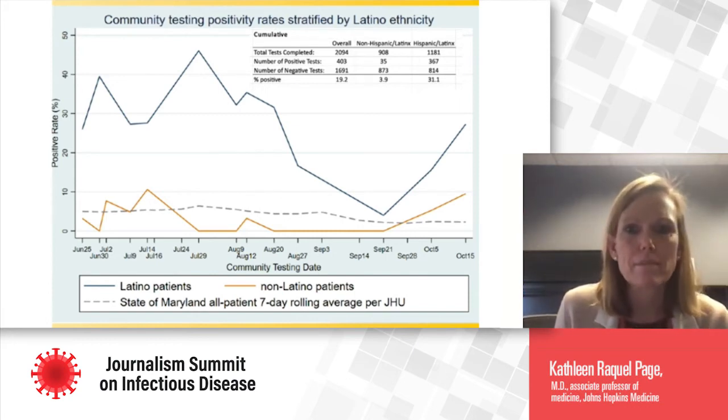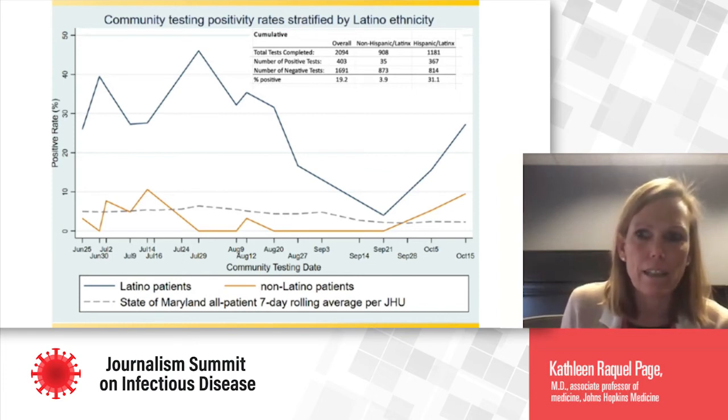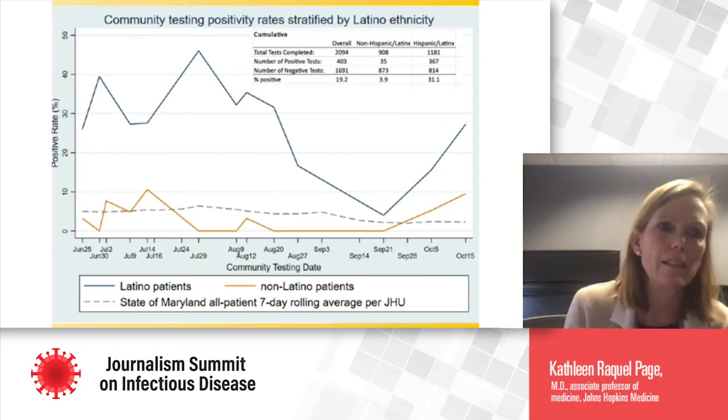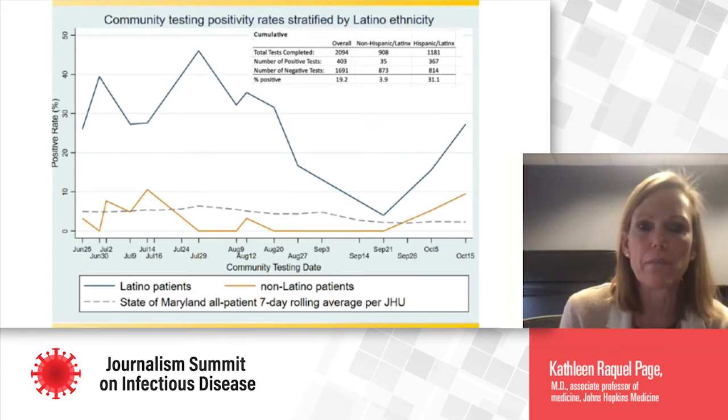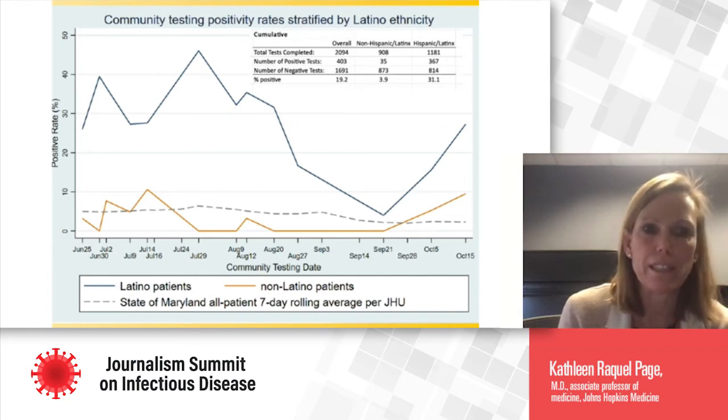This is the results of our testing and the positivity rates. You can see on the y-axis the positivity rate, and then the date of our testing event. What you can see here, in the dashed line, is the positivity rate in Maryland during this period. In this yellow line, you see the positivity rate for Latino patients.